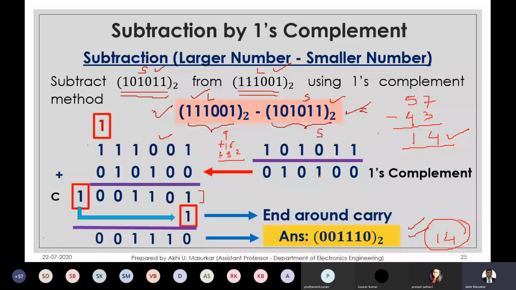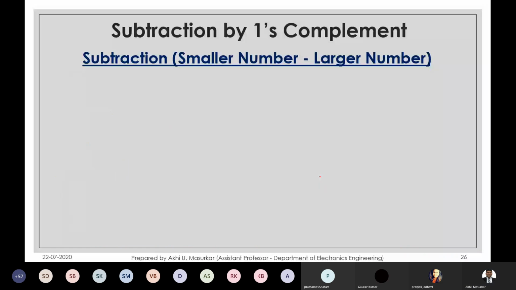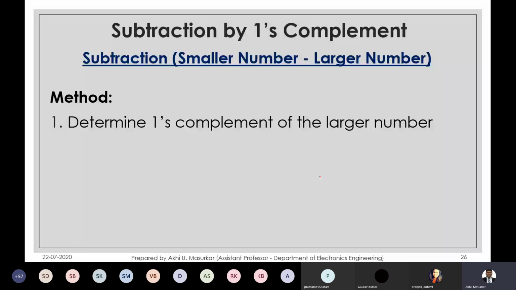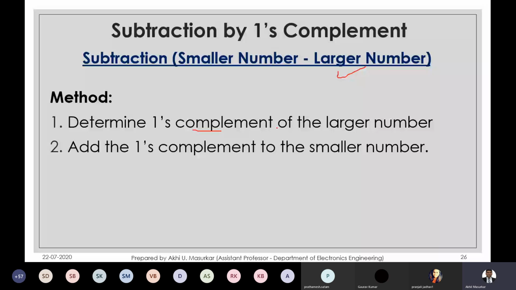Now subtraction by the same method, that is the one's complement method only. But now I want smaller number minus larger number. So first, again determine the one's complement of the larger number. So whichever number you are subtracting, you have to take the complement of that number. Then again the same thing, add the one's complement to the smaller number.